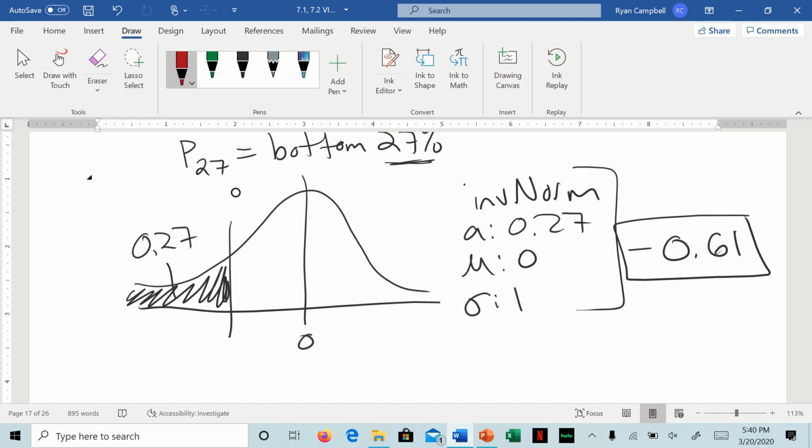Because remember, we're not talking about probabilities, we're talking about data values. Data value below mean just means below average. So since it's below 0, we actually would want a negative number. We would be incorrect with a positive number. Good.